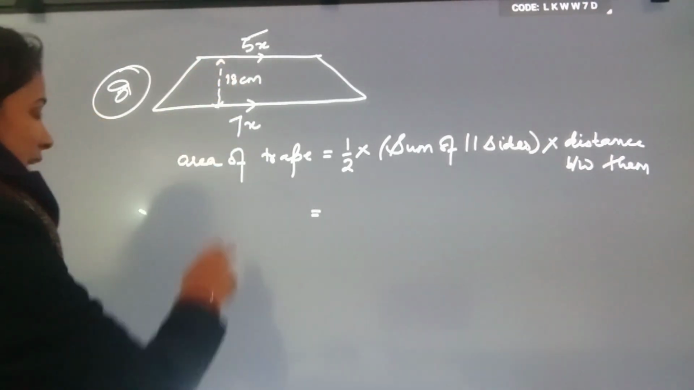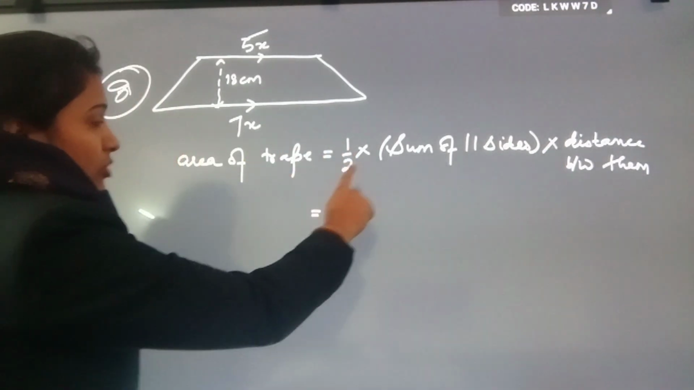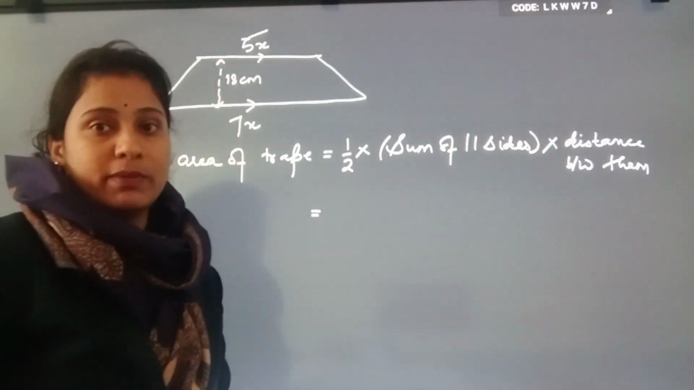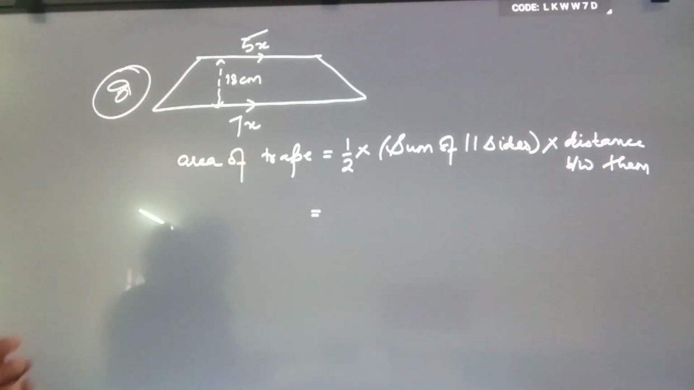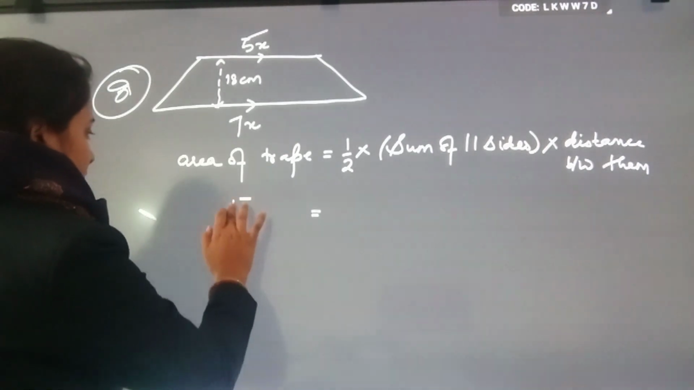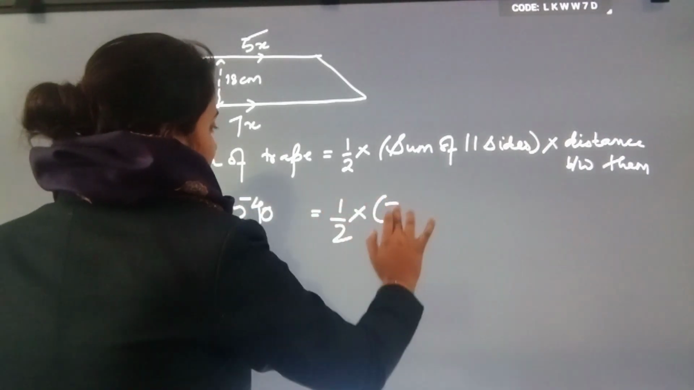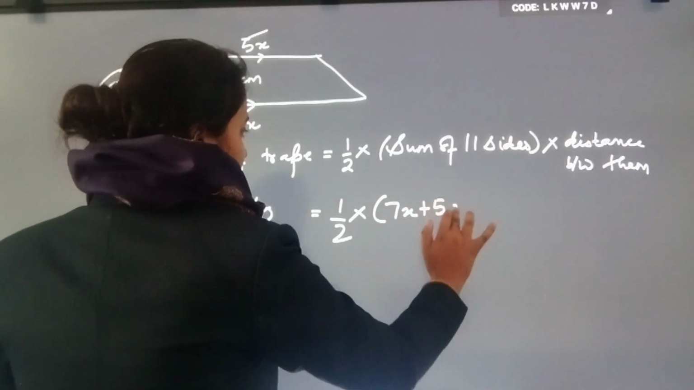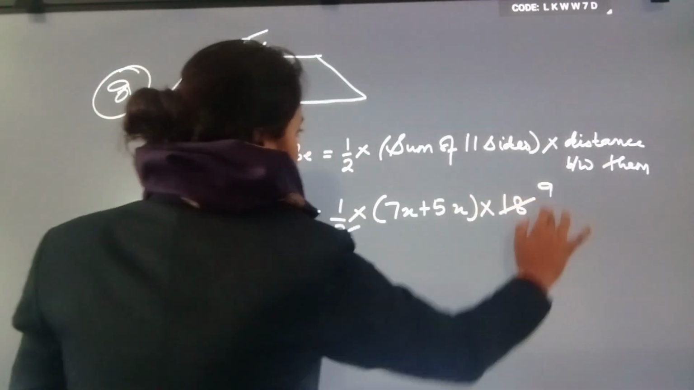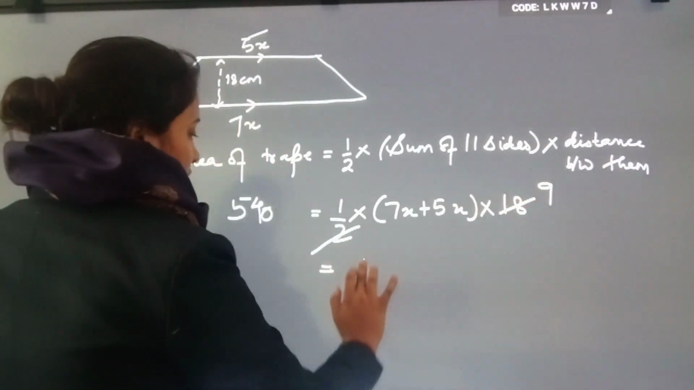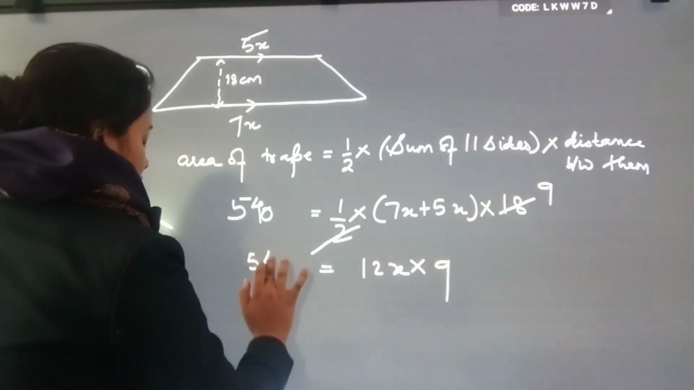So we know that there is a formula for the area of trapezium, that is half into sum of parallel sides into distance between them. Now let us put the values which are given in our book. The area is given as 540, half into sum of parallel sides 7x plus 5x, and the distance is 18. So 2 nines are 18. So here we will get 12x into 9 is equal to 540.